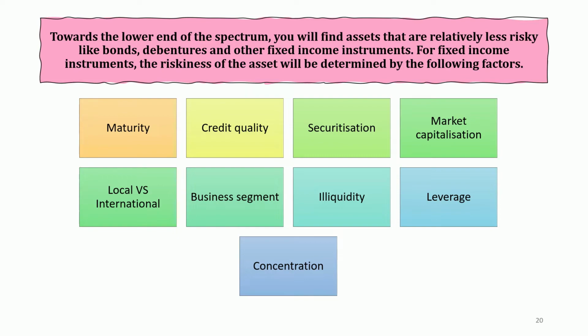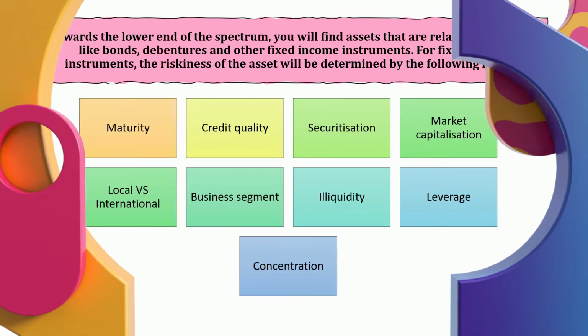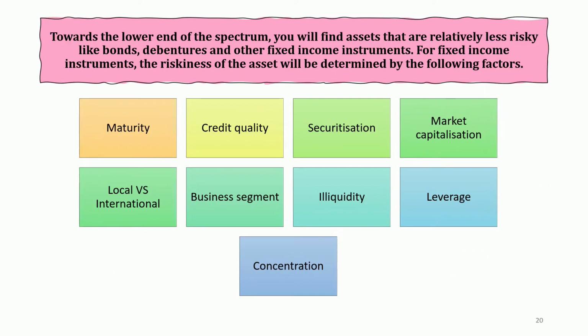Towards the lower end of the spectrum, you will find assets that are relatively less risky, like bonds, debentures, and other fixed income instruments. For fixed income instruments, the riskiness of the asset will be determined by the following factors.